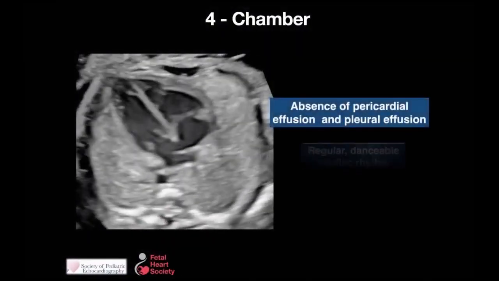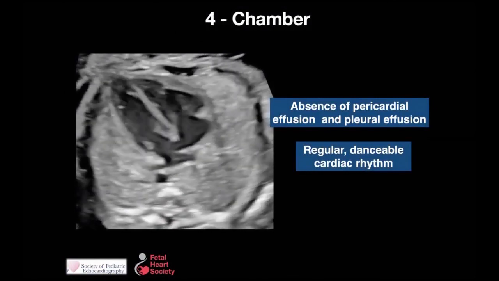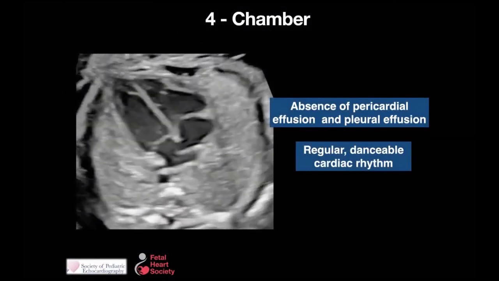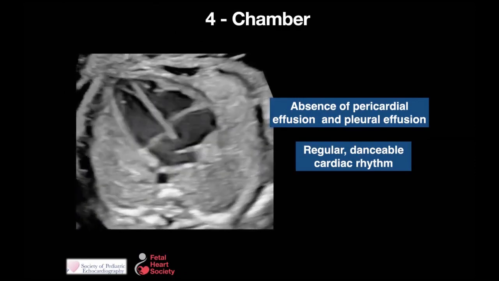When looking at the heart, you want to make sure that there is absence of pericardial effusion and also pleural effusion. And when assessing the heart, it has to be in a regular, dancing cardiac rhythm.